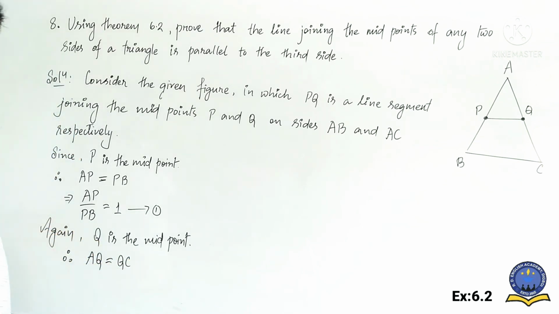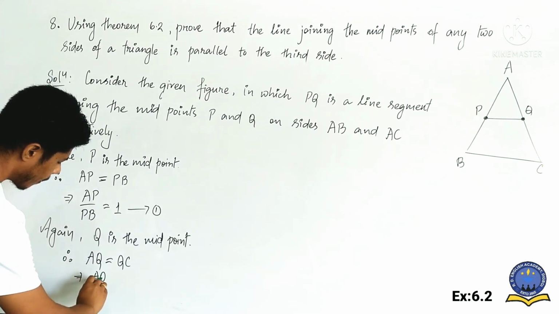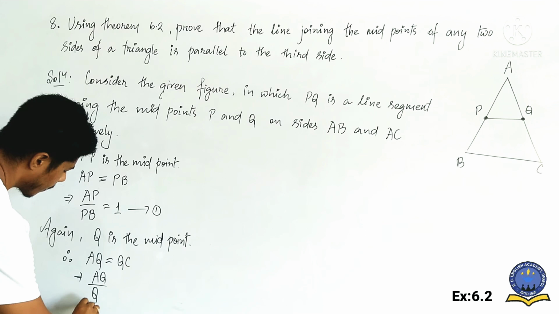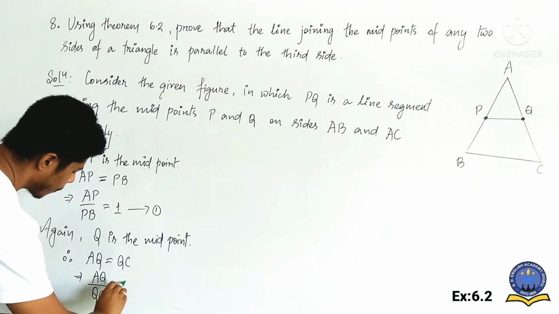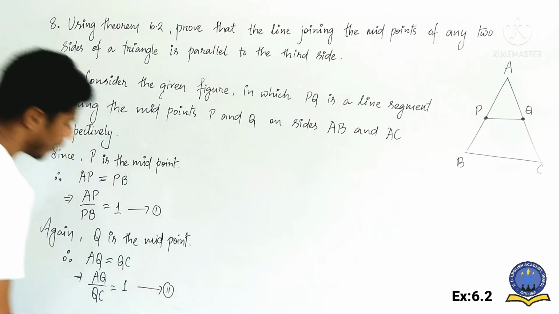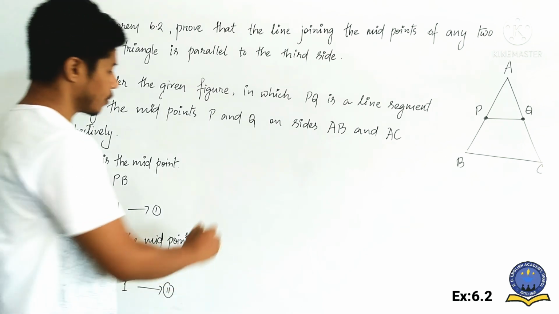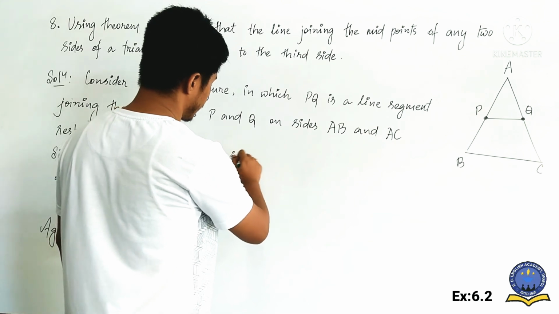If we cross multiply now QC here, then what we get is AQ by QC equals 1. We put this as another equation, and we write this as equation number 2. Is it clear? So now, if you compare equation 1 and equation 2, in the first case we get AP by PB equals 1, as well as in the second one we get AQ by QC equals 1. So if you compare these two, therefore from 1 and 2.